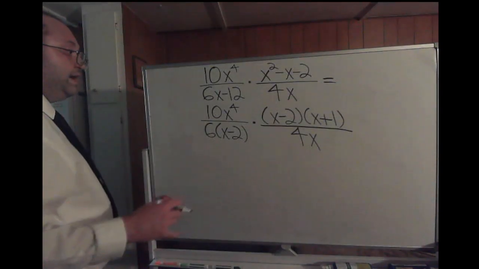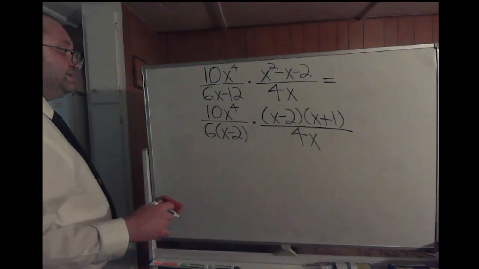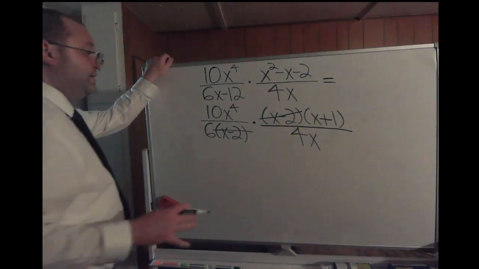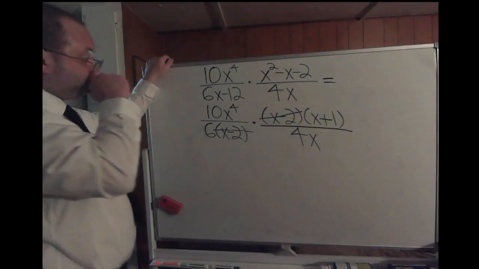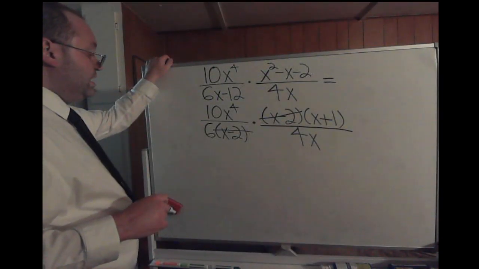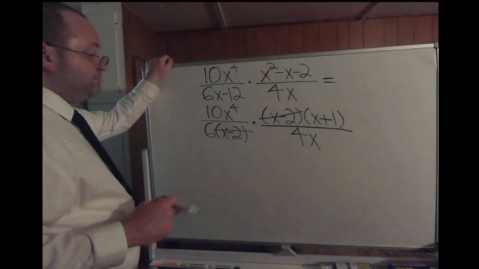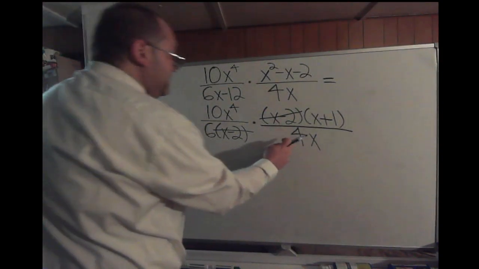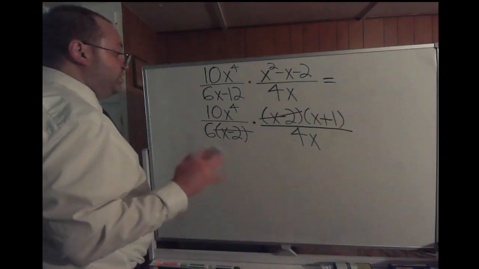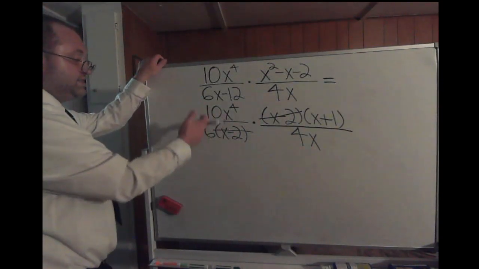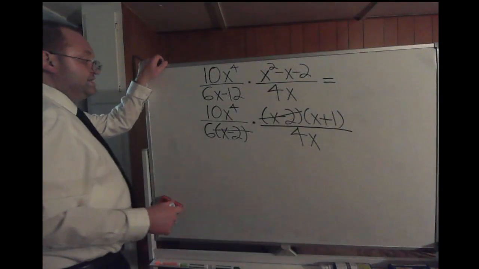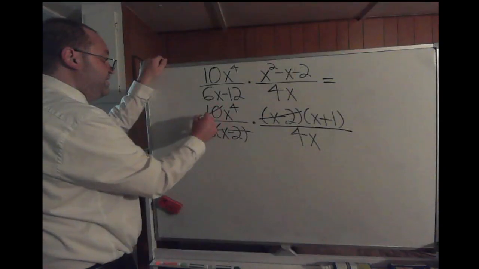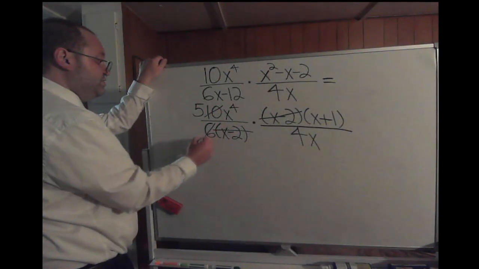Alright, well, right away, we notice that the x minus 2's can go away. Those are gone. Now, we have a couple ways to do this with the coefficients. 10 and 6 have common factors of 2, but so do 10 and 4. It doesn't matter which one you pick. I'm going to do 10 and 6 since they're right by each other. 10 and 6 have a common factor of 2. If you divide 10 by 2, you get 5. You divide 6 by 2, you get 3.